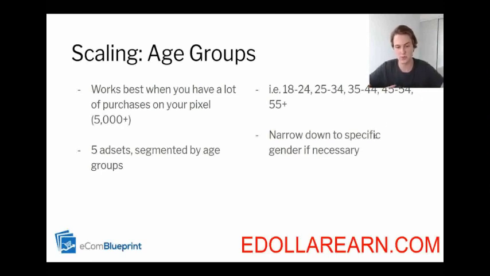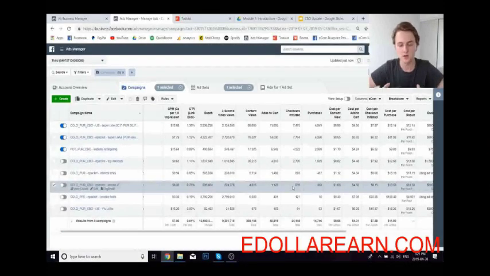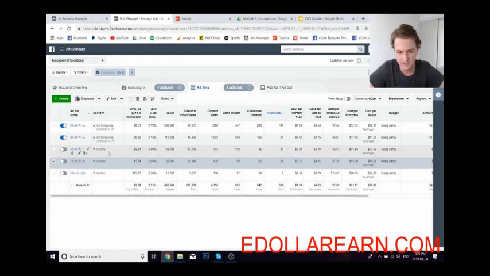And usually this works really well if you have a lot of purchases. And I'm going to show you an example of that inside my ads manager now. All right, so I'm back into that ad account, and I'm going to show you that campaign now. So I just call it demos for demographics. And this is exactly what I was talking about.